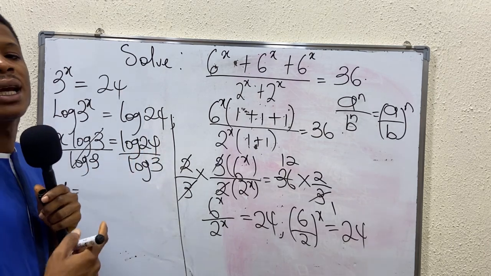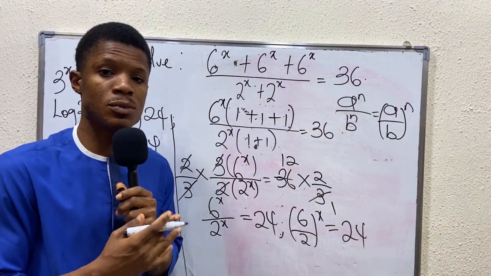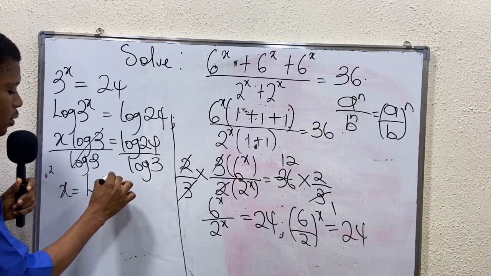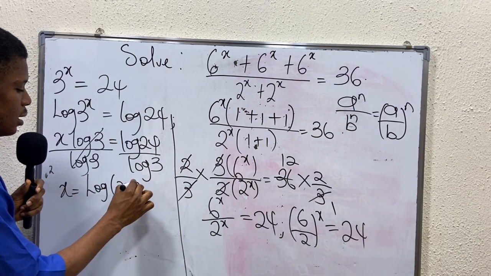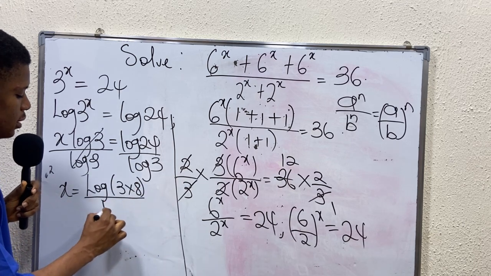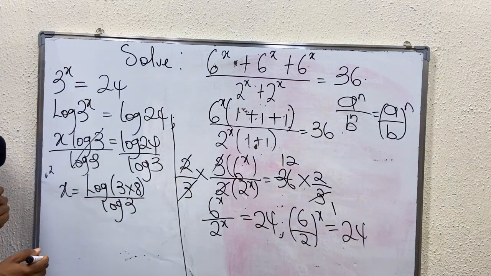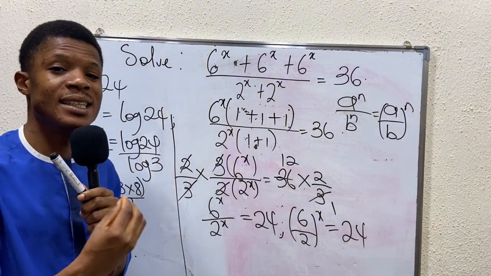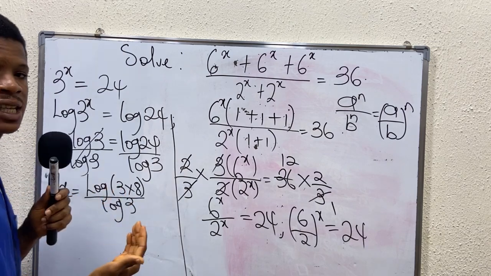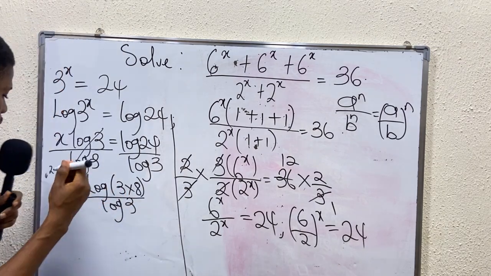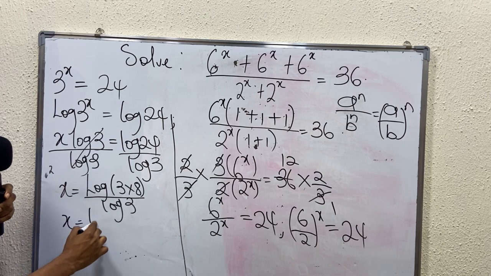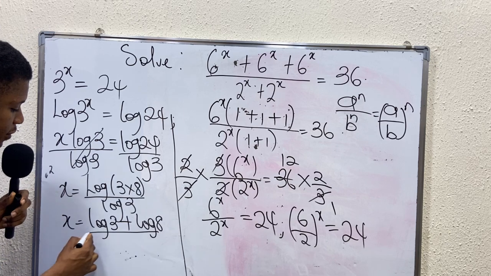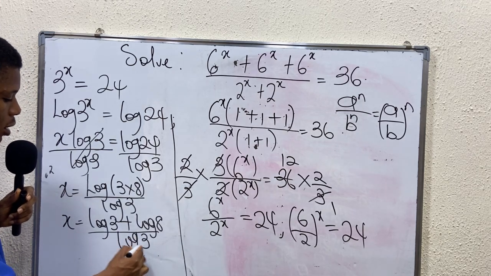log 24, which can also be expressed in terms of 3, right? Because 8 times 3 gives 24. So we can write it as log of the product of 3 and 8, divided by log 3. Okay, so from the laws of logarithms, whenever you are multiplying in the same base in a logarithm, you are free to express it as a sum of individual logs. So what do you have? x equals log 3 plus log 8, all divided by log 3.